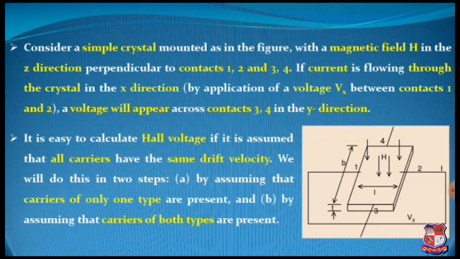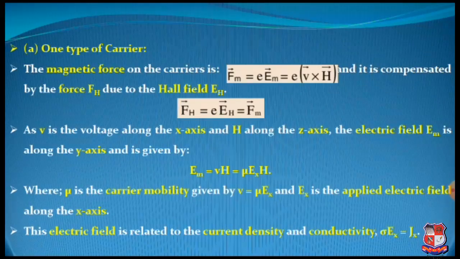So we will identify the calculation of Hall voltage in two steps. Step A, by assuming that carriers of only one type are present, so either electron or hole will be present in the material. We will assume that because inside the investigating material we don't know how many charge carriers are present. We have to identify it. So we will take two possibilities. Step B, by assuming that carriers of both types are present. So first of all, we will initiate with step A. Step A, one type of carrier.